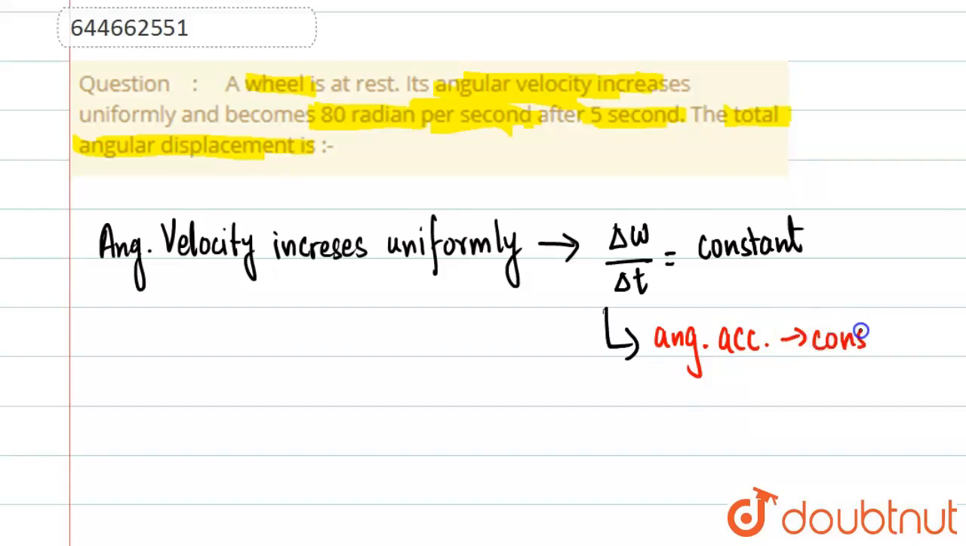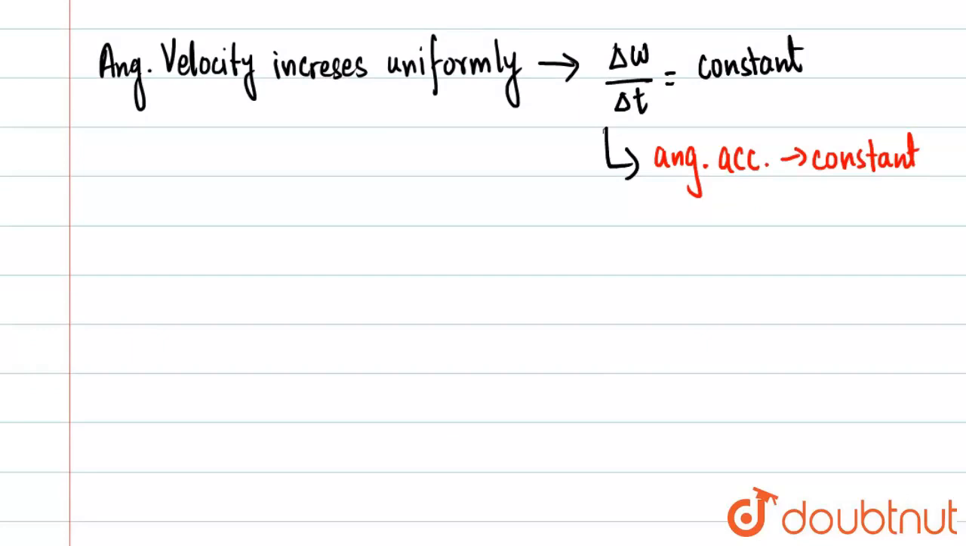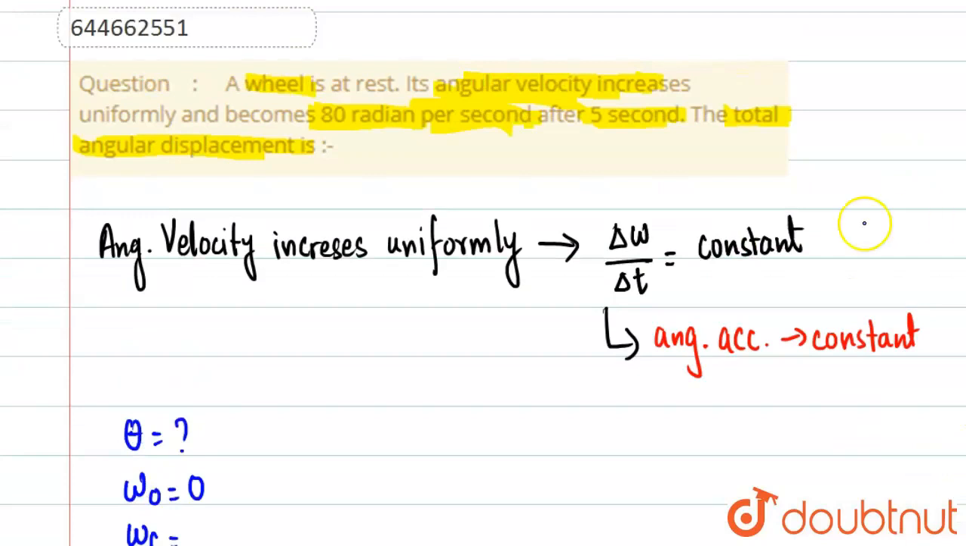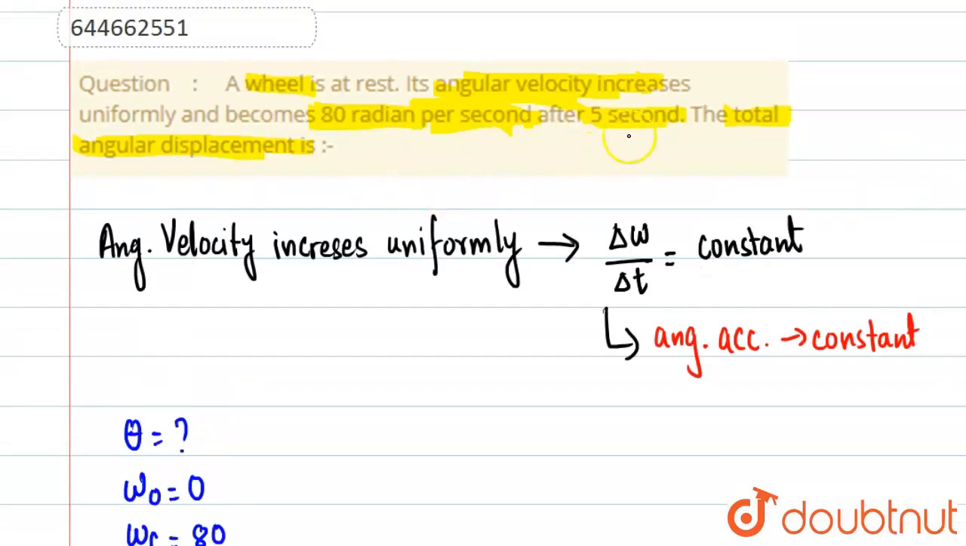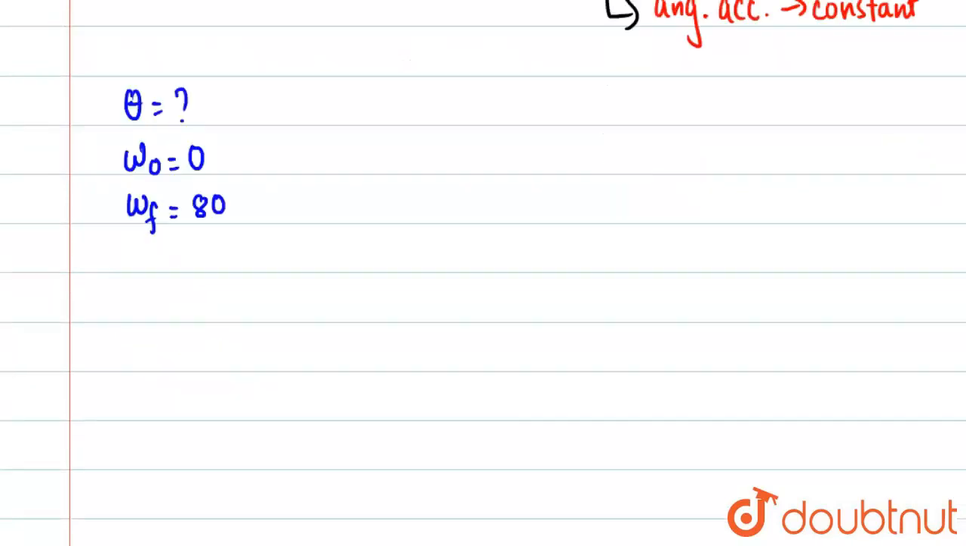Okay, so this means we can use the equations of rotational motion. Since we need to find the displacement over here, which equation will we use? Firstly, we'll write out what we know. We need to find displacement. We know that initial velocity was 0 and final angular velocity was 80 radians per second, and time is given as 5 seconds.